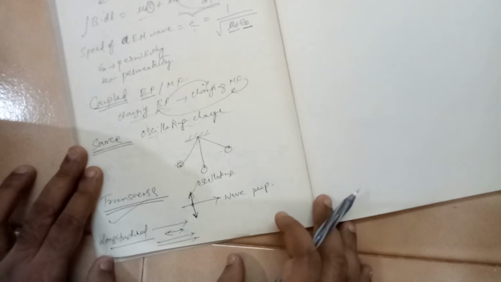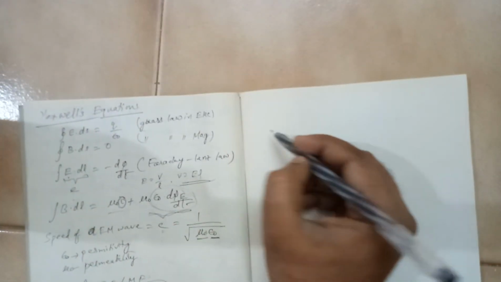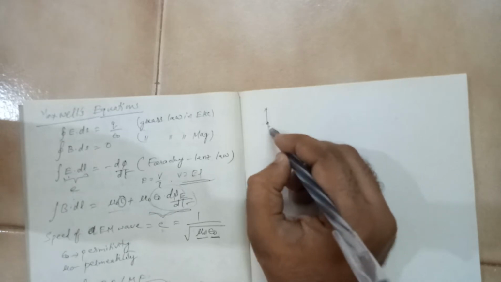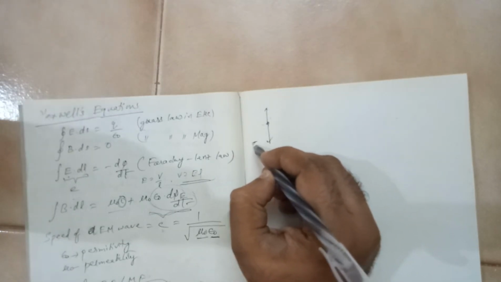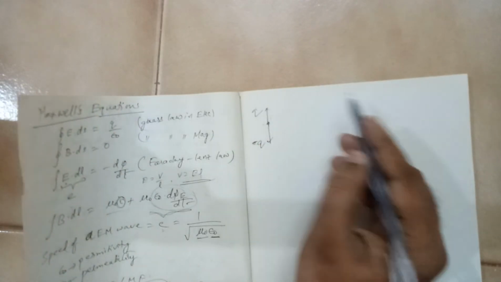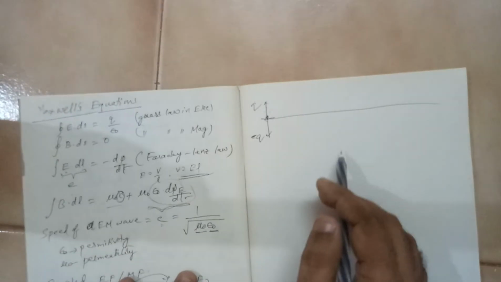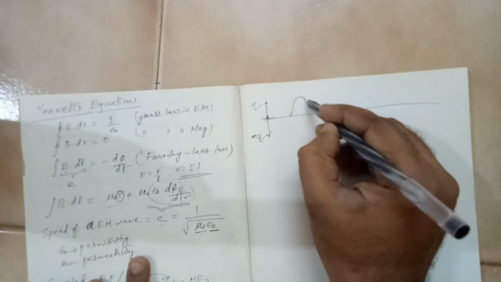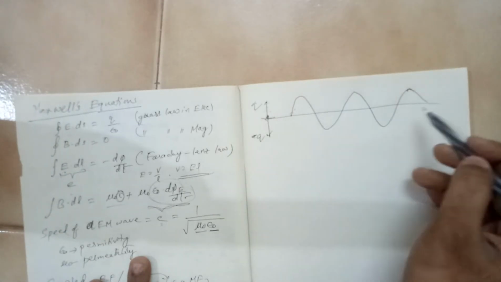This is a longitudinal wave, but an electromagnetic wave is a transverse wave. So you can see a charge is oscillating about a mean position like this. So it will create a wave. We have just seen that it's sinusoidal.